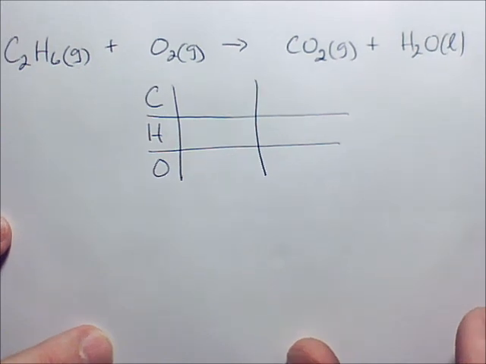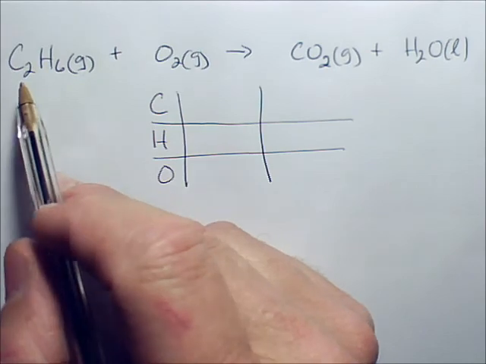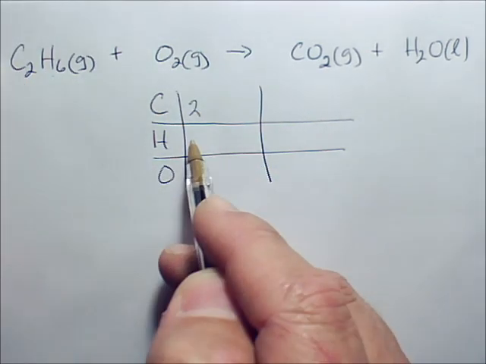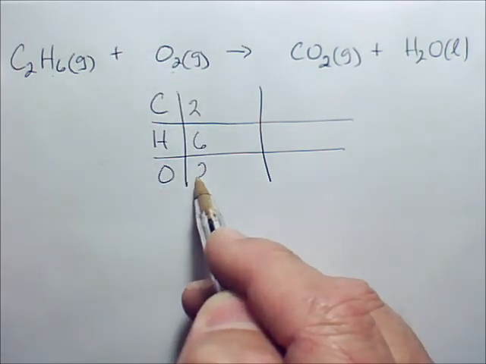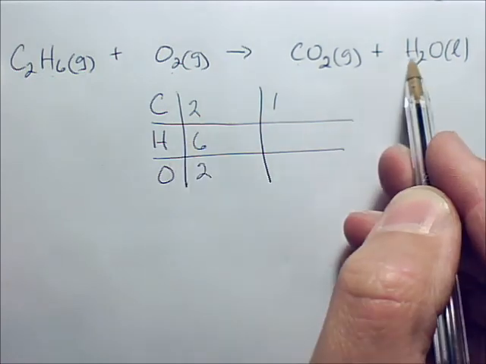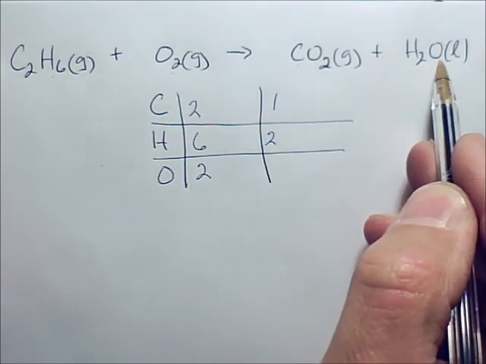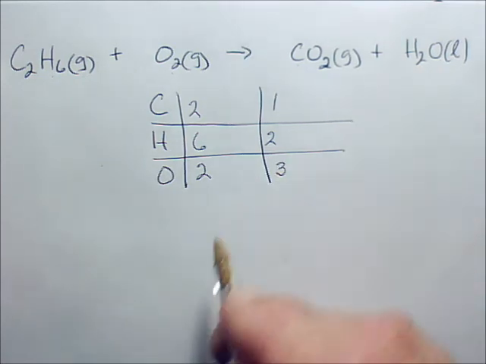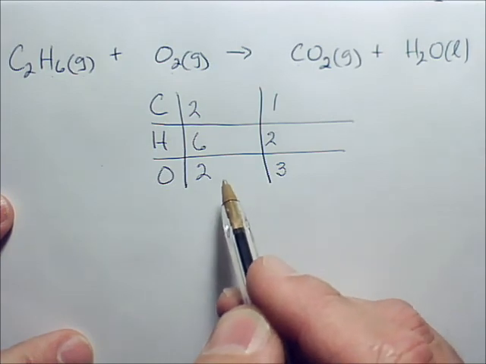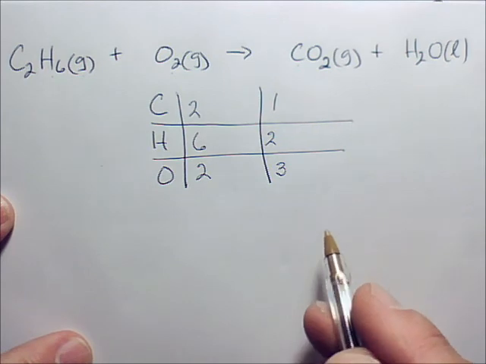Okay. Alright, so we're going to count now the elements. We've got our atoms. We've got 2 carbons here, 6 hydrogens here, 2 oxygens here. Over on this side we've got 1 carbon, we've got 2 hydrogens, and we have 2 oxygens here and 1 there for a total of 3 oxygens. So what we want to try to do is get the numbers to even out on both sides. We want to have an even number of each of these elements, or atoms.